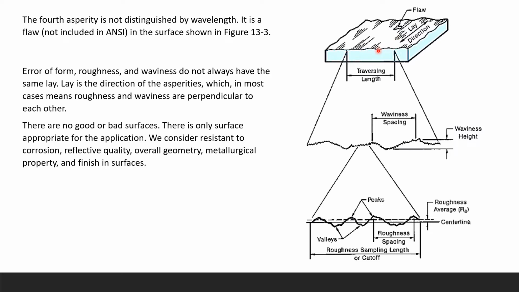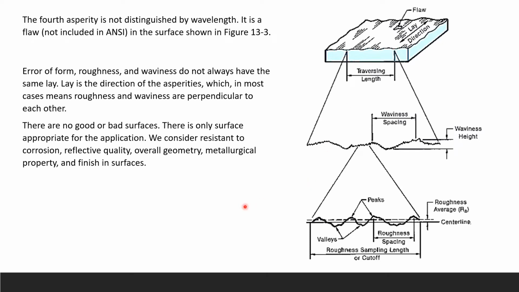Error of form, roughness, and waviness on the surface do not always have the same lay. Lay is nothing but the direction of these asperities. In most cases, lay means the direction of the roughness and waviness asperities. That's your term or terminology for surface metrology. Roughness and waviness may be perpendicular to each other in some cases.